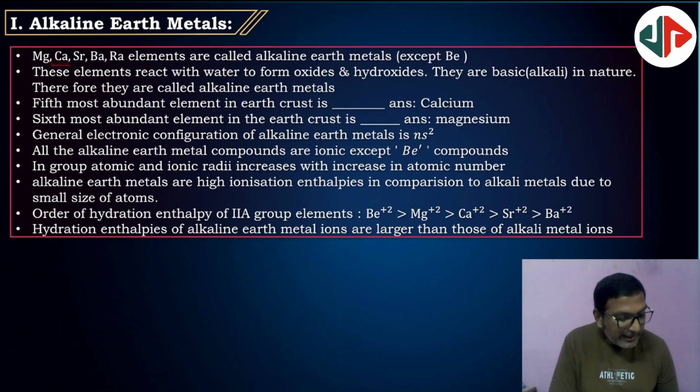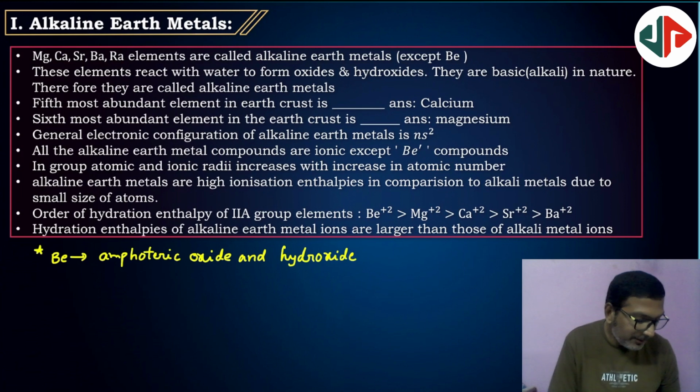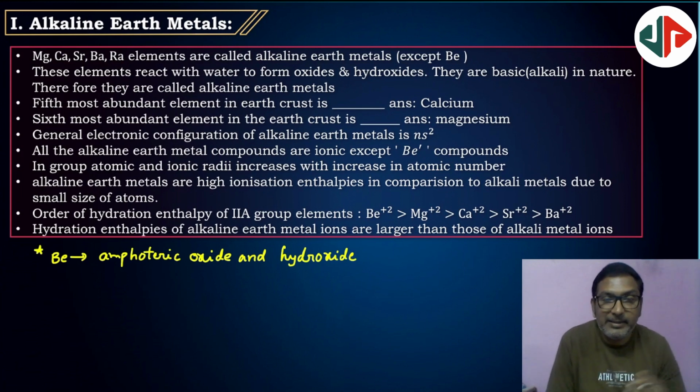So, magnesium, calcium, strontium, barium, radium are alkaline earth metals except Be. Why except Be? Be can form amphoteric oxide and hydroxide. Remaining elements can form basic oxides and basic hydroxides. Therefore, remaining elements are alkaline earth metals except beryllium. Beryllium can form amphoteric oxide and amphoteric hydroxide.